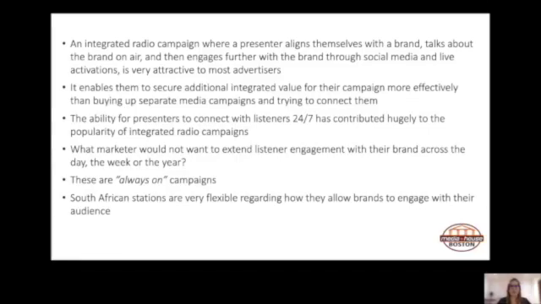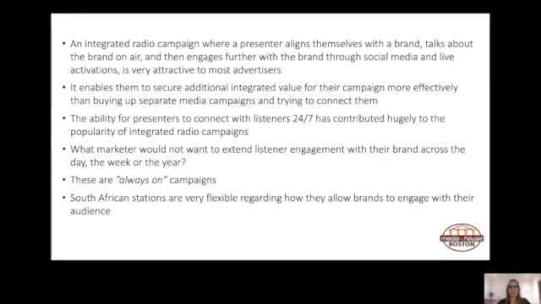The ability for presenters to now connect with listeners 24/7 has contributed hugely to the popularity of integrated radio campaigns. What marketer would not want to extend listener engagement with their brand across the day, the week, or the year? We call these always-on campaigns. The popularity of integrated and non-traditional radio advertising in South Africa is partly due to our tightly regulated environment.